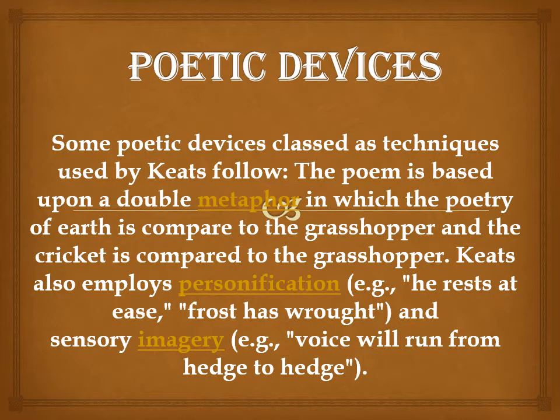Some poetic devices are used in this poem, techniques used by John Keats, as follows. The poem is based upon a double metaphor, in which the poetry of earth is compared to the grasshopper and the cricket is compared to the grasshopper. Keats also employs personification, for example, he rests at ease. One more, like frost has wrought. And sensory imagery, for example, a voice will run from hedge to hedge.